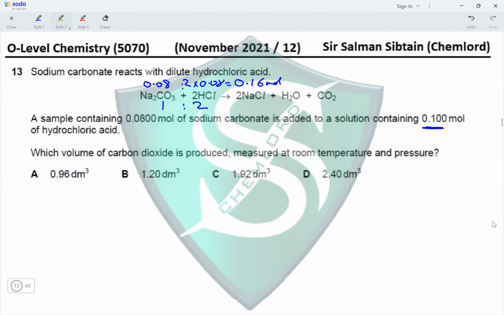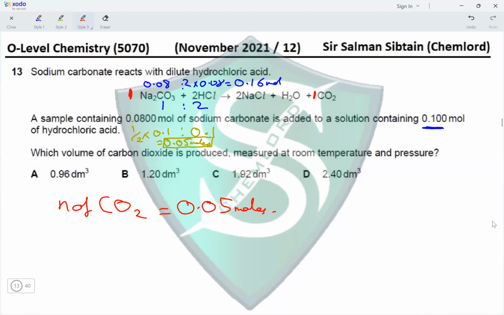So now what we have to consider is that if we have 0.1 moles of HCl, how much of sodium carbonate would react? So that would be half into 0.1, which will give us 0.05 moles. So the moles of sodium carbonate reacting would be 0.05. And according to this equation, moles of sodium carbonate is equal to moles of carbon dioxide, which means moles of carbon dioxide is also equal to 0.05 moles.